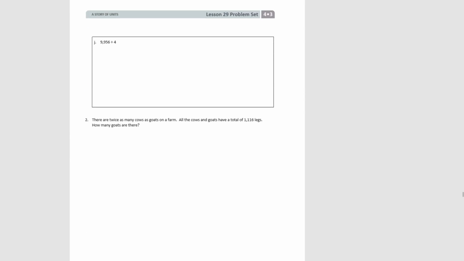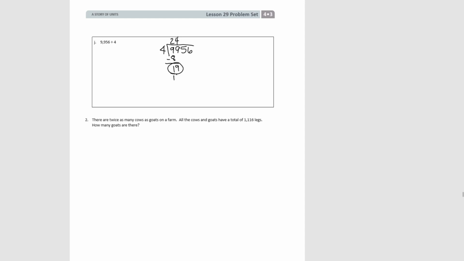Let's try J. 9,956 divided by 4. Starting with the thousands, we can put 2 thousands in each group and use 8 thousands. We have 1 left. Decompose into 10 hundreds, add it to the 9 that are there. We have 19 hundreds. We can put 4 in each group.